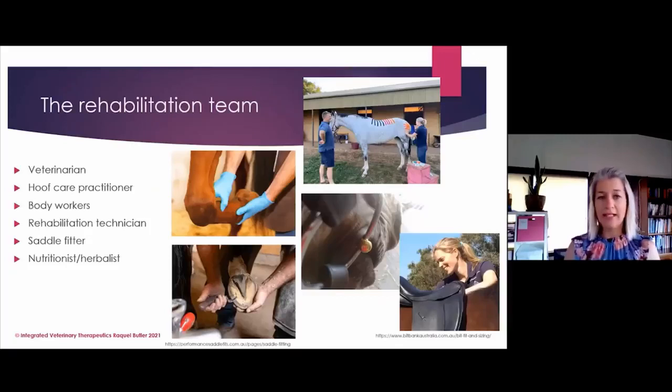So the next aspect is to facilitate a rehabilitation team, and hopefully they all work collaboratively. That's the aim. So your vet's going to be there for your diagnosis, your progress monitoring, and the understanding of the underlying pathophysiology of the problem. Hoof care practitioner. So I generally want to take shoes off horses when they're rehabbing for most injuries, because especially if they're being locked up for a period of time, I want to promote circulation through the limbs and through the body.